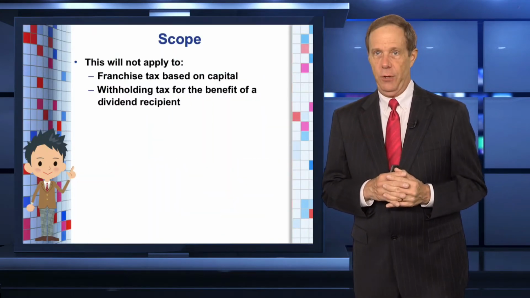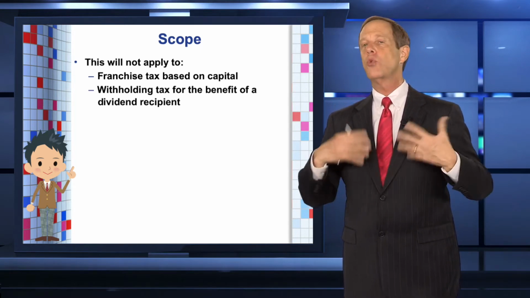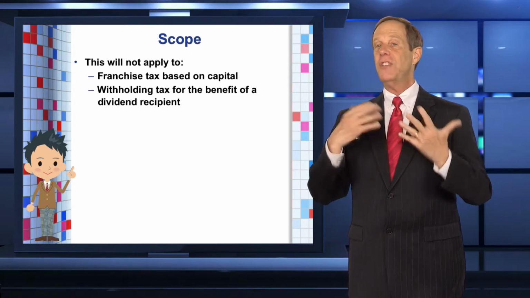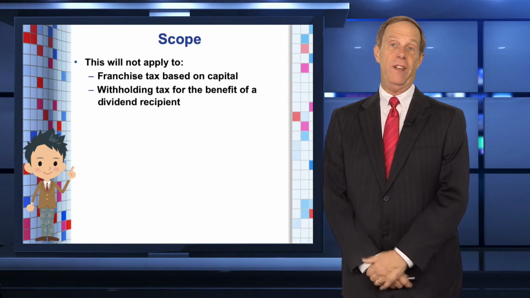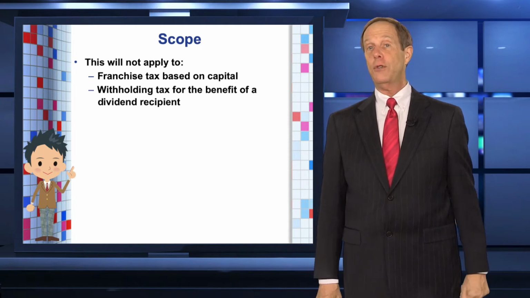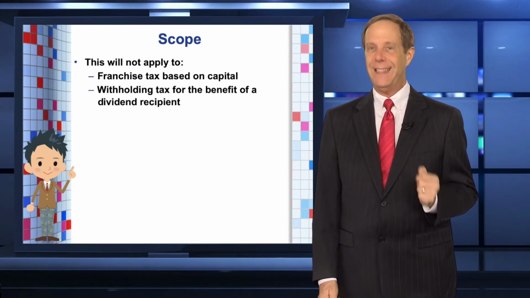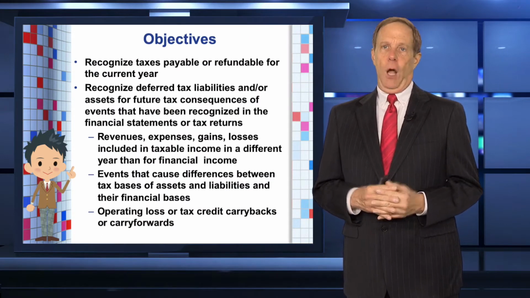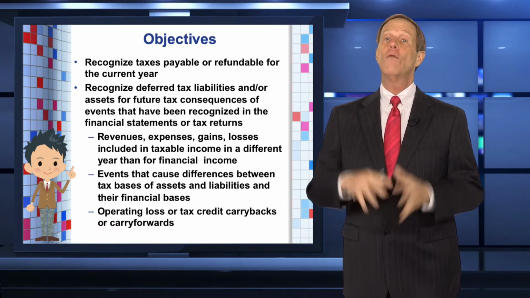What will it not apply to? A franchise tax based on capital. And of course, those of you working in those states will understand when it's based on that as opposed to income. The key here is taxes on income. Also will not apply to withholding tax for the benefit of a dividend recipient. And you say, well, why not? Well, because that is not the tax of the entity in the first place. That is tax withheld for the benefit of that recipient because it's the recipient's tax. So that makes sense.